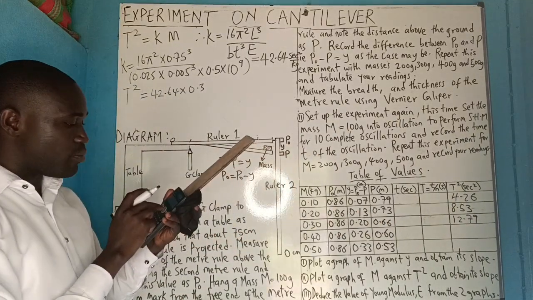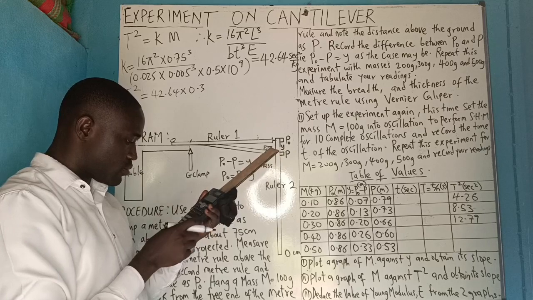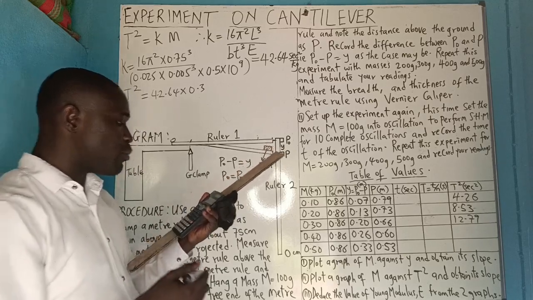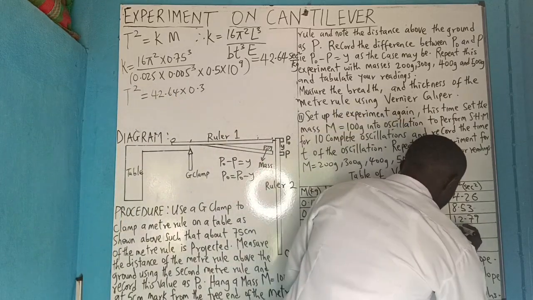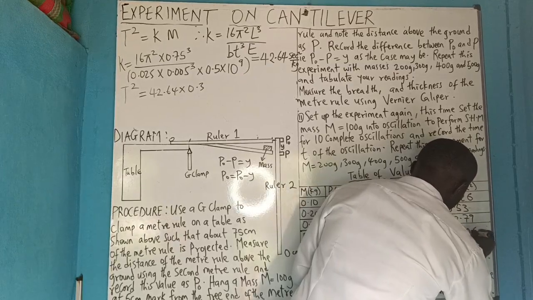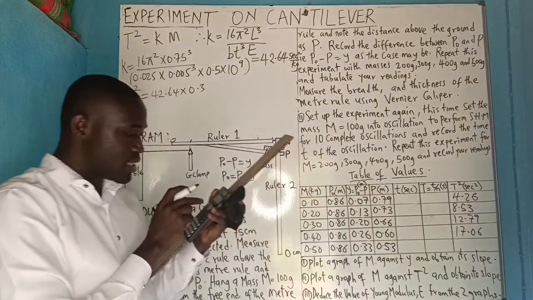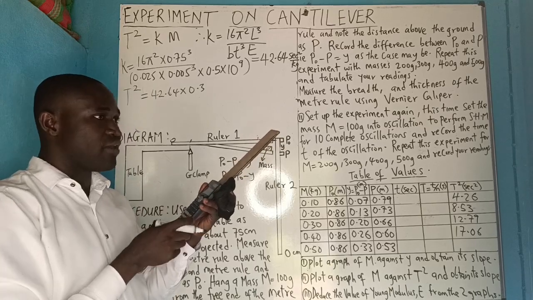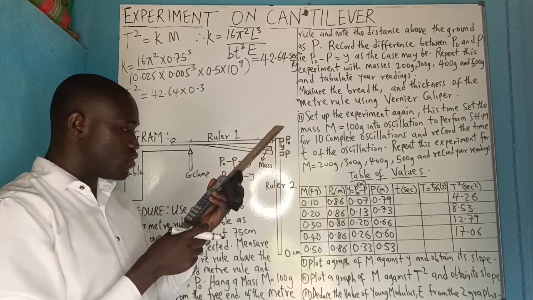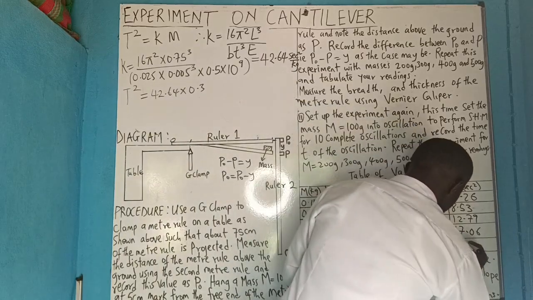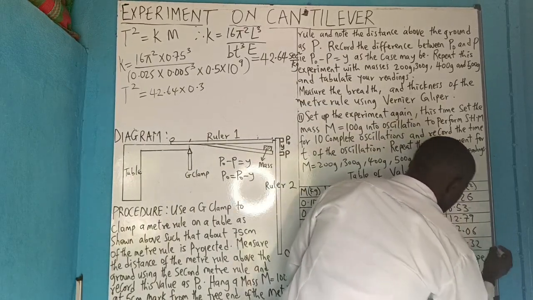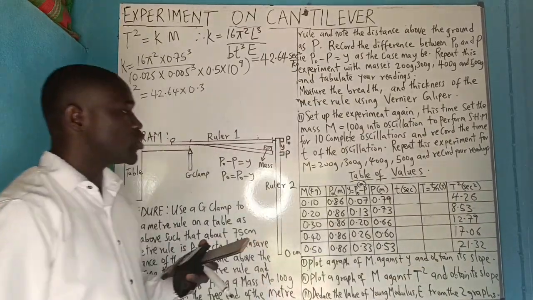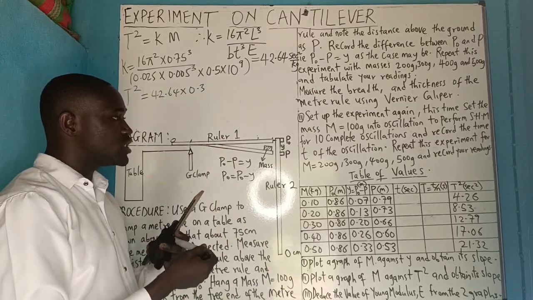Then times 0.4. That will be 17.06. Then times 0.5. That will be giving you 21.32. Okay? So we have gotten your T squared.